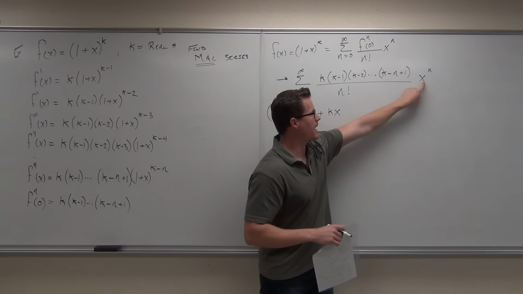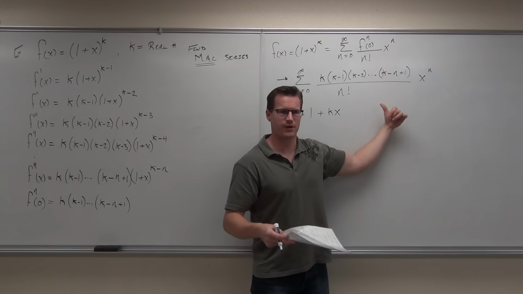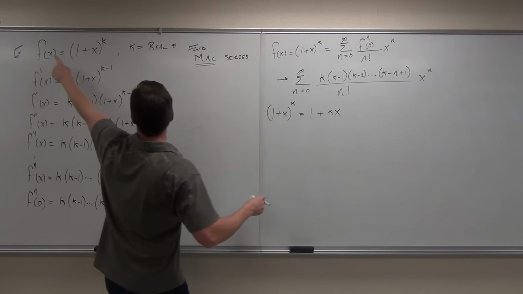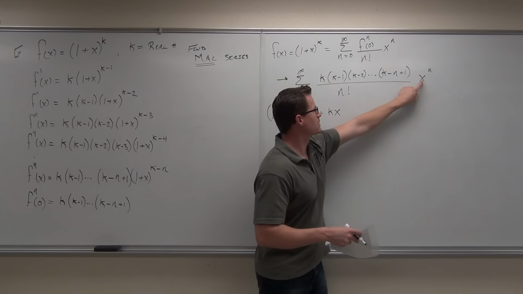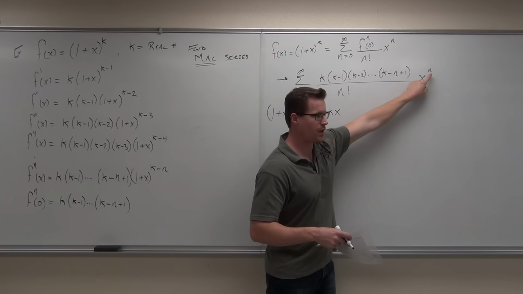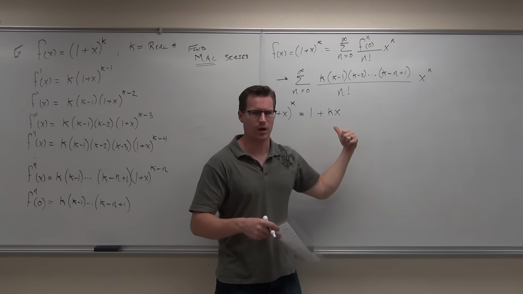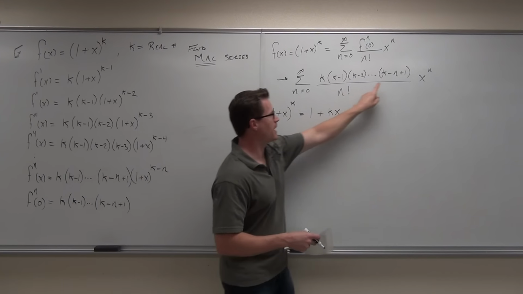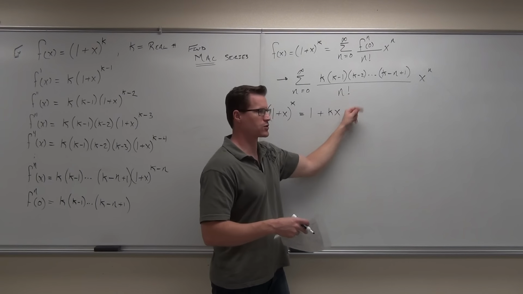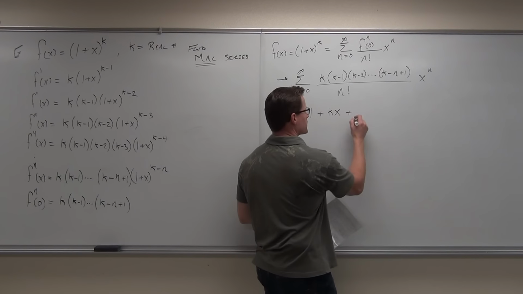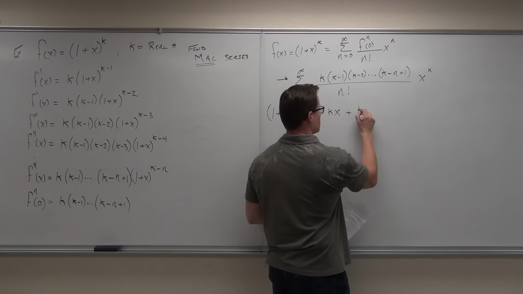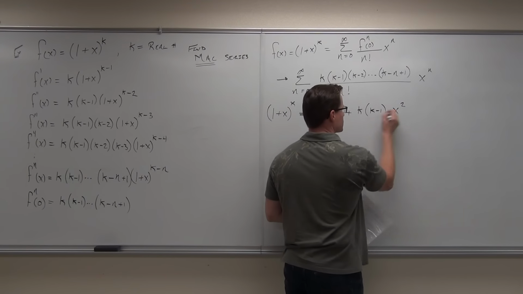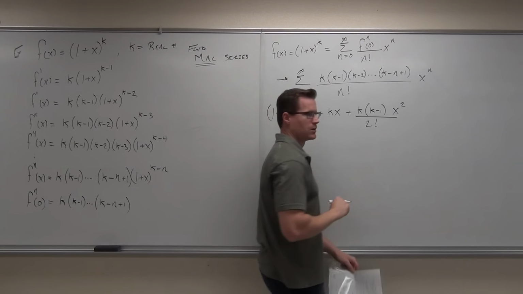Then we multiply by x to whatever our n is and divide by n factorial. So here we go. At the 0 term, I'd get f of 0, that's 1, times x to the 0th power, that's 1, divided by 0 factorial, that's 1, so we get 1. The next term: k times x to the first over 1 factorial, that's kx. Then we would get k times k minus 1 times x to the second all over 2 factorial.